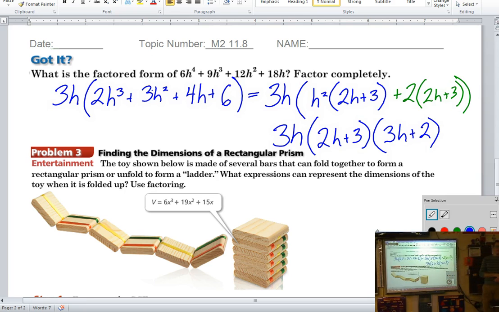Did we miss a power somewhere? Yeah, that's where I made my mistake. This 3h, I looked all the way out to the front. This is actually h squared. My bad. I looked at the wrong coefficient.